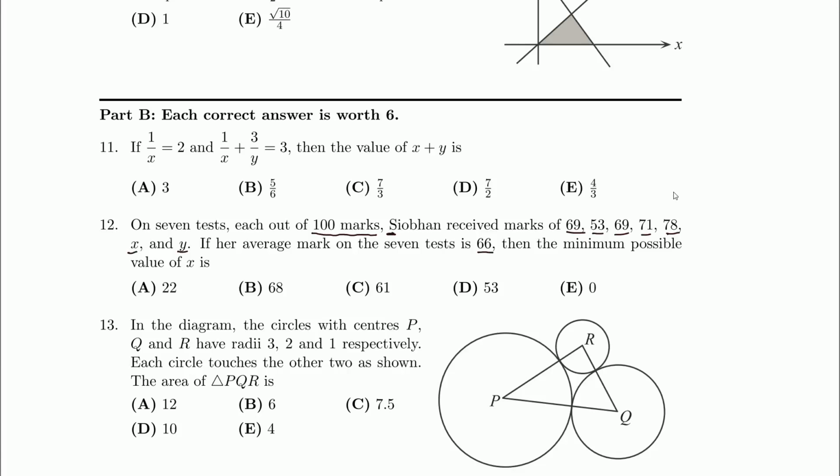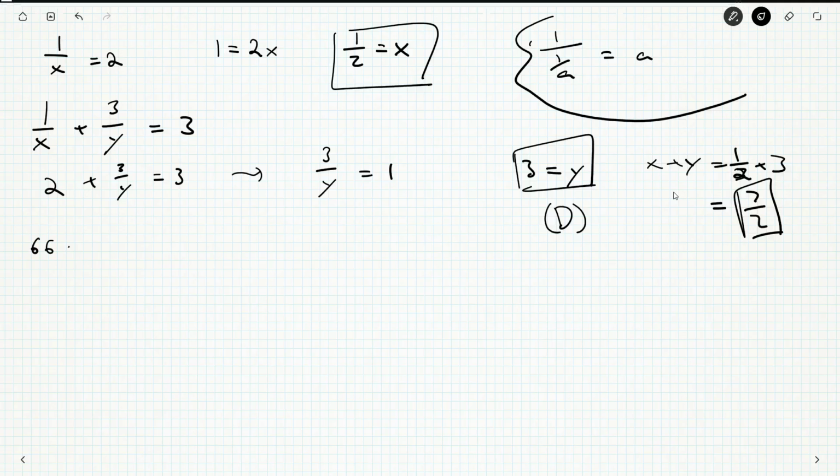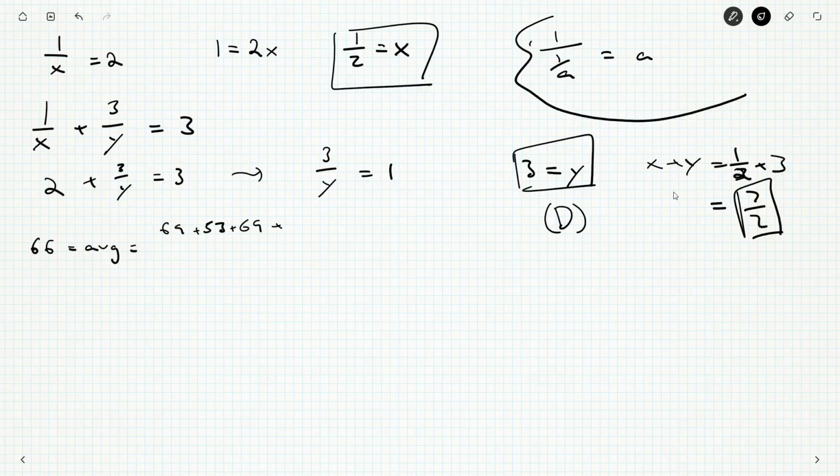Okay. So we know the average is 66. We know a lot of the marks, but we don't know X and Y. So there's some wiggle room. There are some possibilities. But I do know that 66 is the average. And so that's 69 plus 53 plus 69 plus 71 plus 78. So we just add up all the marks that she got, divide by 7. So if I want to rearrange this, I could multiply both sides of this expression by 7.